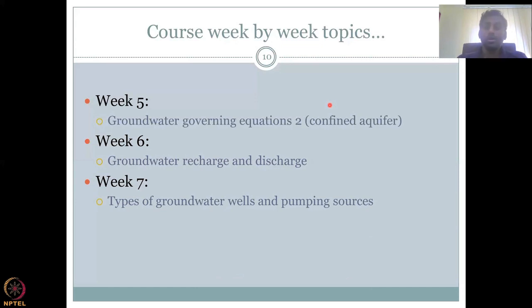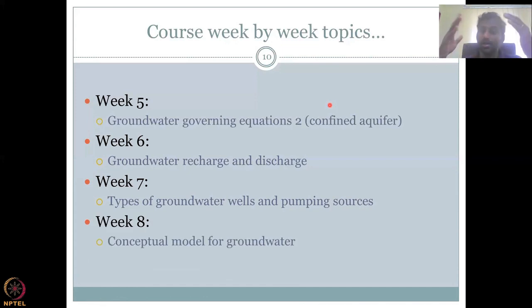The types are very important to understand the groundwater use. So use is just using it, abuse is overusing it, and groundwater conservation. For that, it is very important to understand the structure of groundwater wells, because only through wells you are accessing the groundwater, and also understand the pumping sources. So we'll distribute our focus on not only wells, but also understanding the types of pumping sources, water being used differently through the groundwater wells. All those things we would be discussing in week 7.